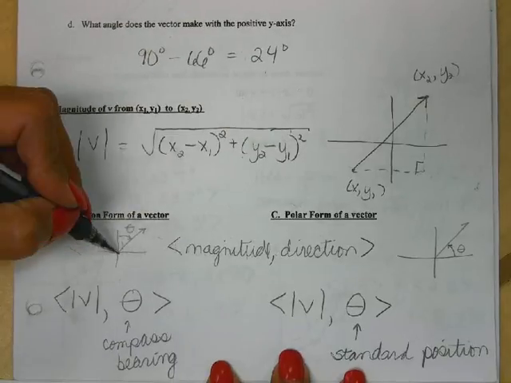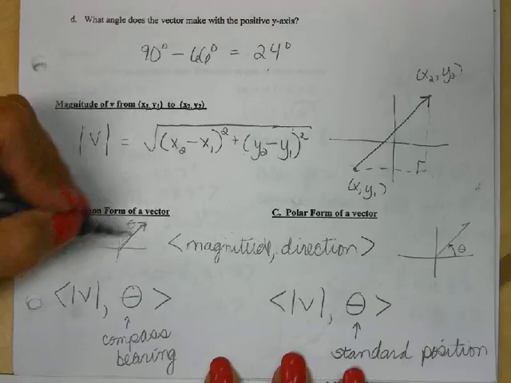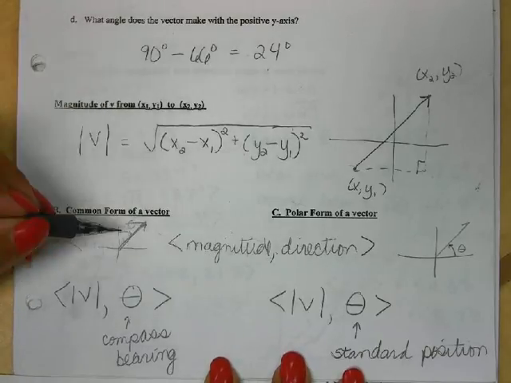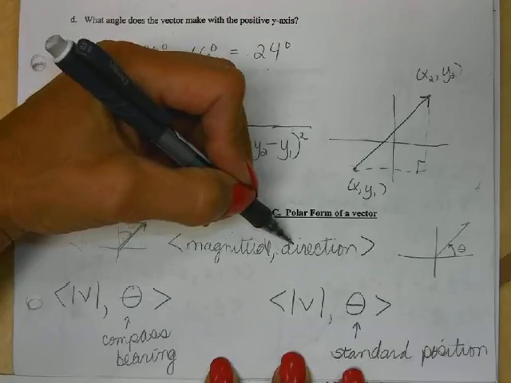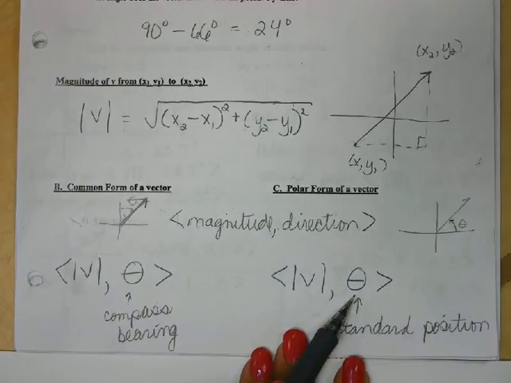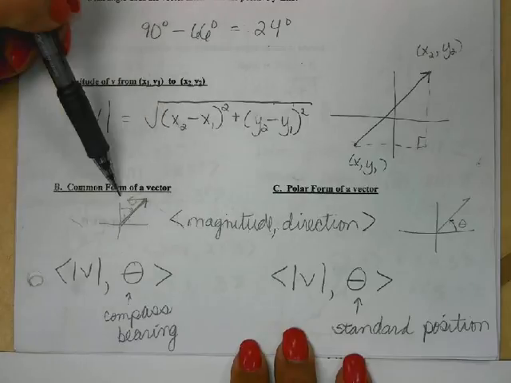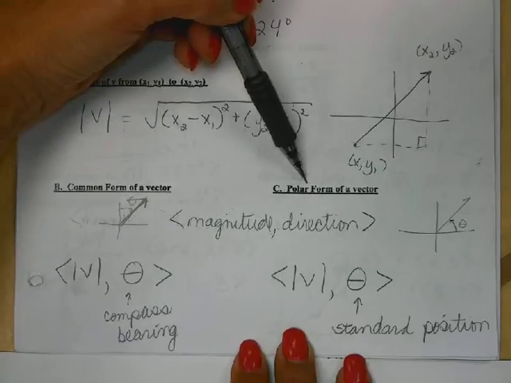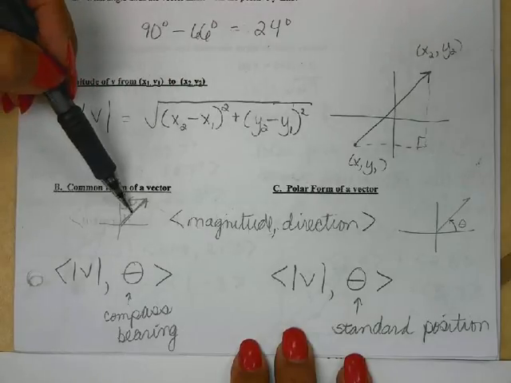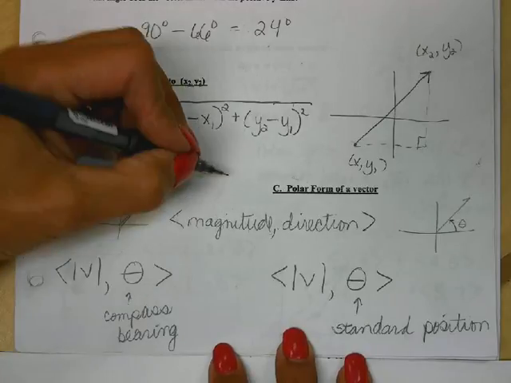Now in common form and polar form we have something different happening. If this is my vector, then I have a magnitude or a length as the first component, and then I have a direction that can either be written as a bearing or as a standard position angle. So these two vectors, whether I have it in the common form or in the polar form, are not going to look the same unless this angle happens to be a 45-degree angle.